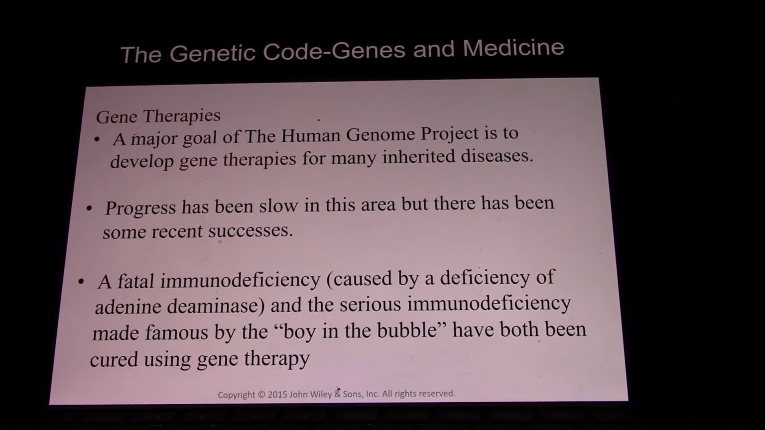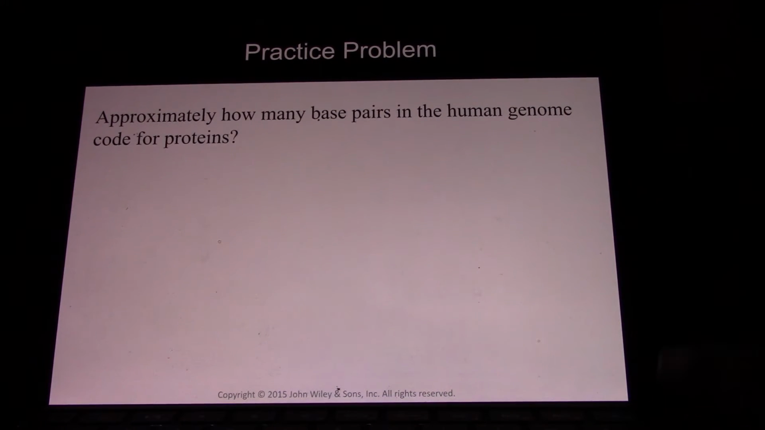Gene therapies. A major goal of the Human Genome Project is to develop gene therapies for inherited diseases. And progress has been slow, but there has been some recent successes. A fatal immunodeficiency caused by a deficiency of adenine deaminase and the serious immunodeficiency made famous by the boy in the bubble have both been cured using gene therapy. And so we are slowly developing gene therapies for more and more genetic diseases.